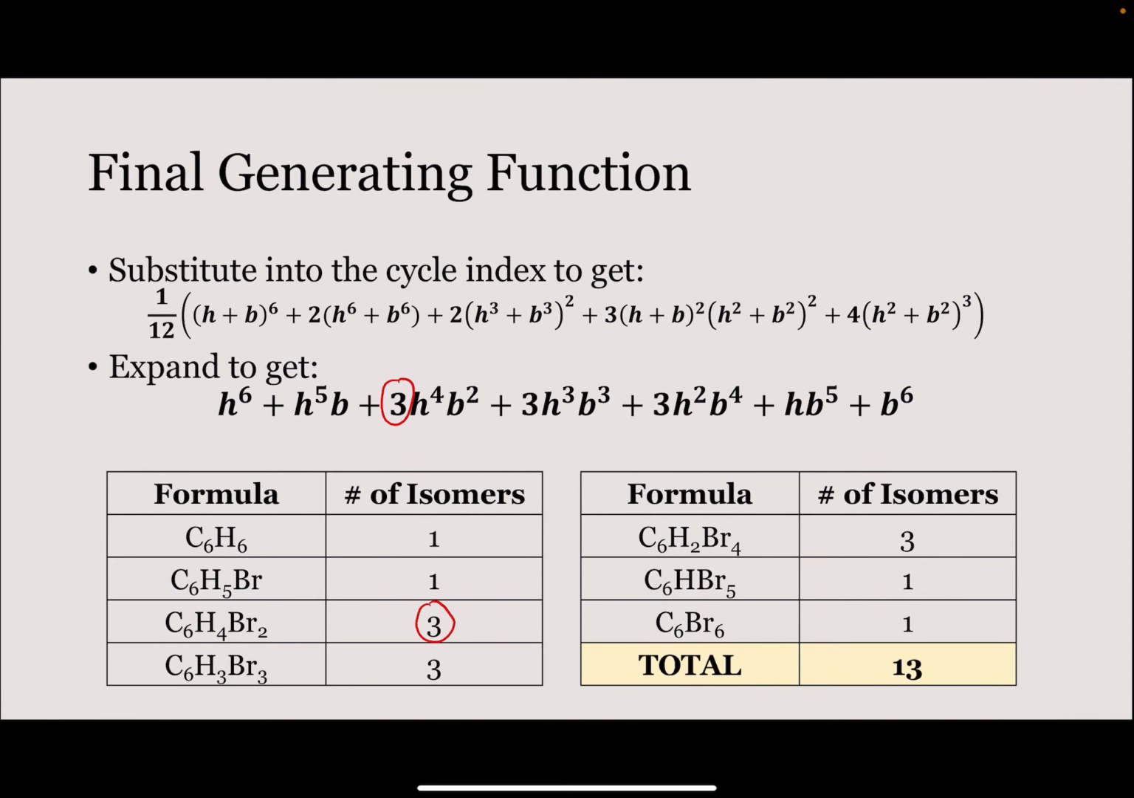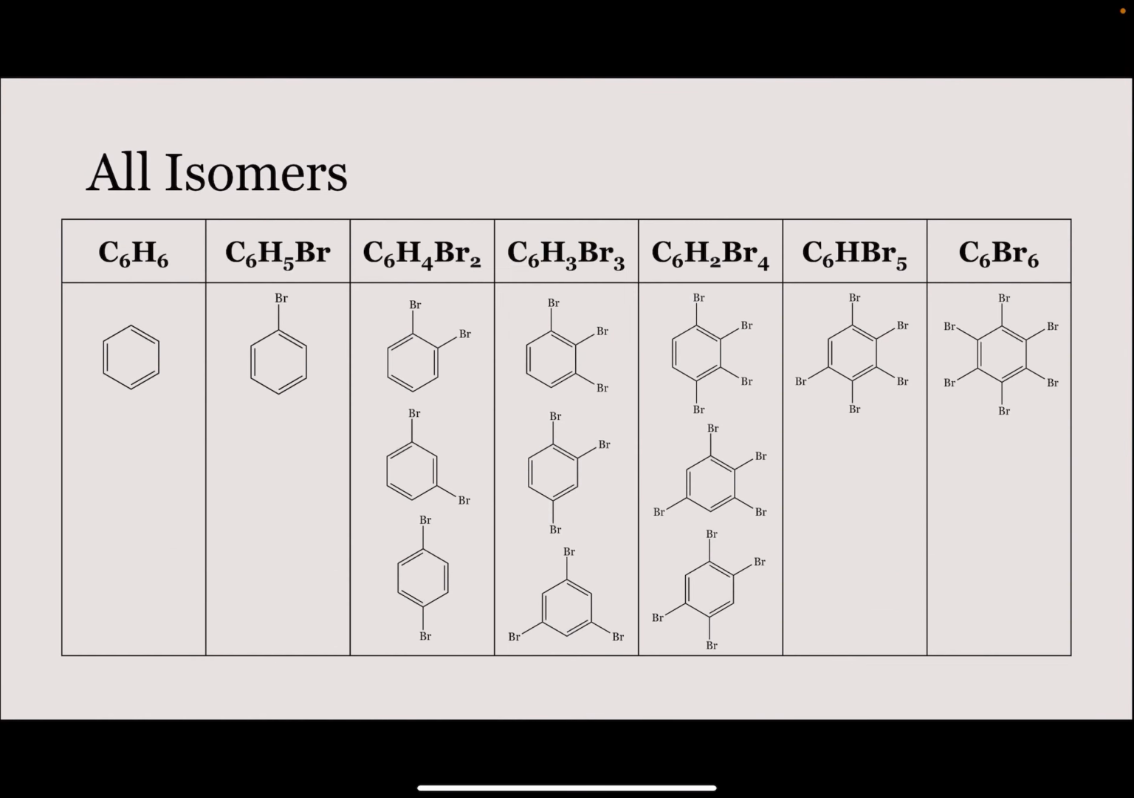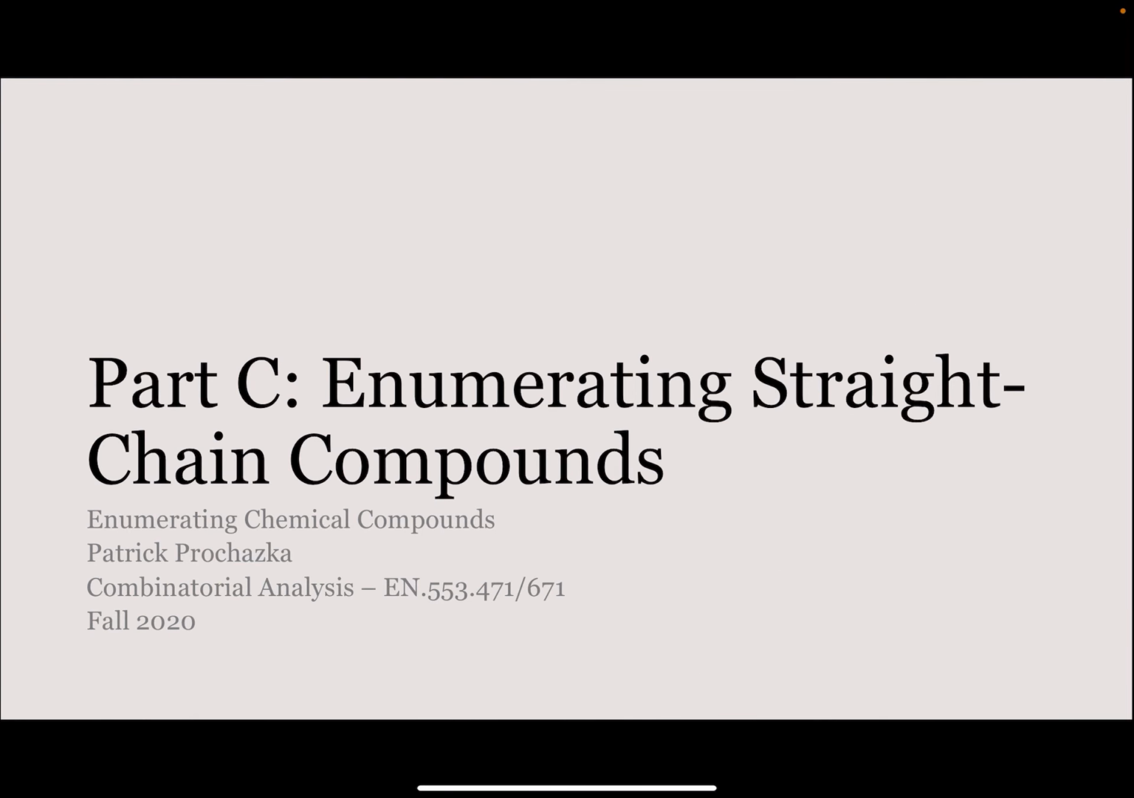C6H4Br2. Now if we add up all the different coefficients, notice that we get 13 total, because 1 plus 1 plus 3 plus 3 plus 3 plus 1 plus 1 is simply 13. Okay, and if we use exhaustive enumeration, we can actually just verify that these are all the different isomers with that formula. Here are the number of isomers for each one, and adding them up, we get a total of 13. So we see that by adding them all together, our generating function actually gives us the answer that we want.